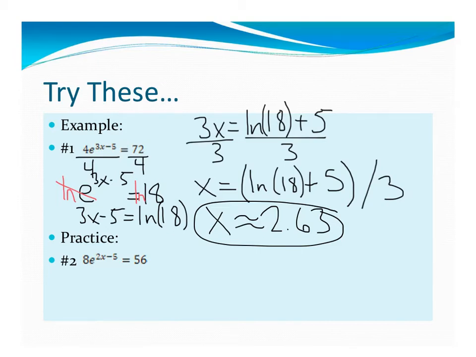Alright, why don't you try that second one. Hit play if you need help with it, or when you're ready to see the answer.